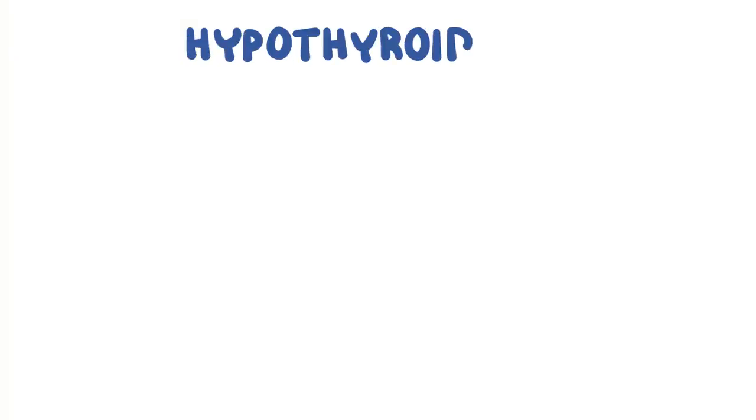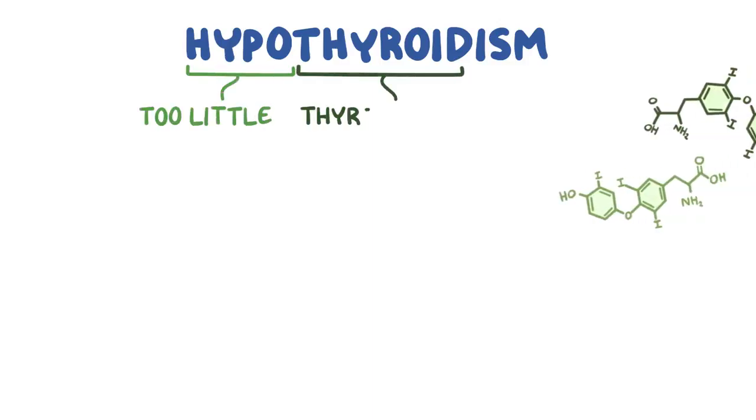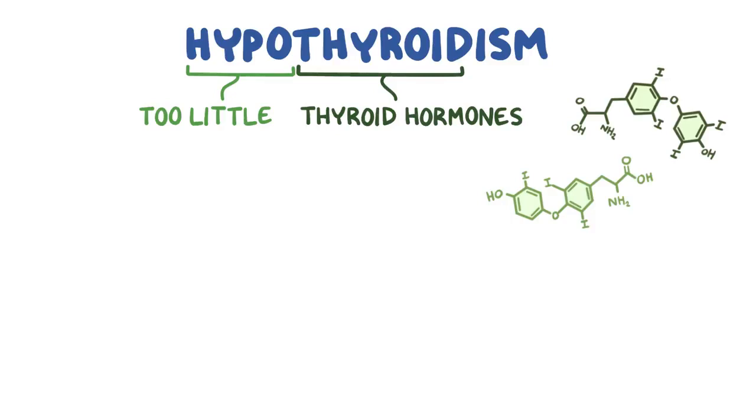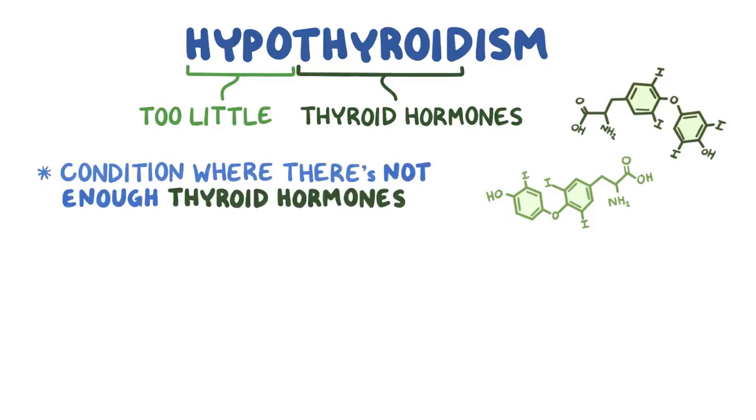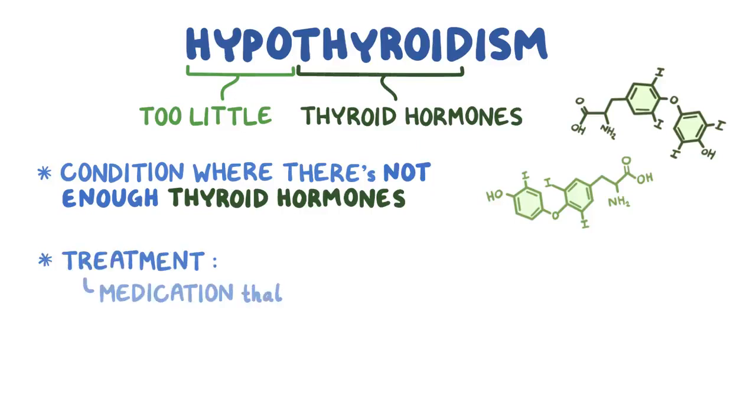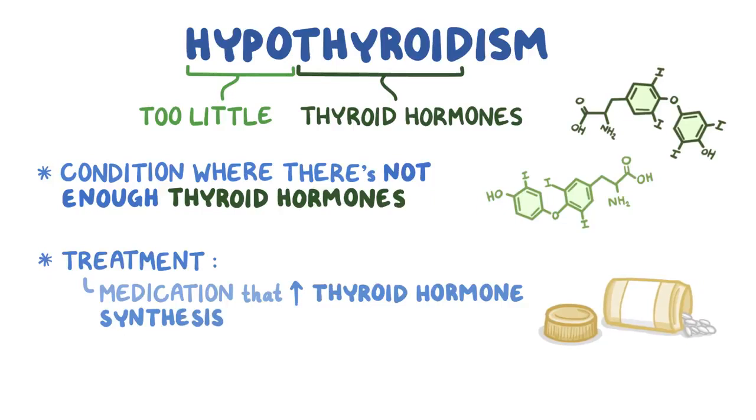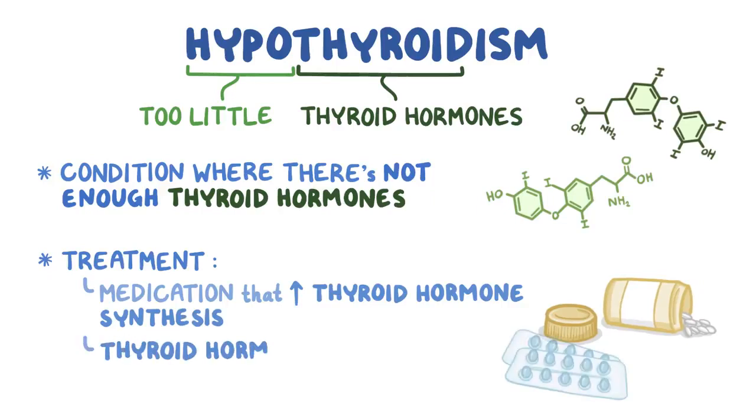In hypothyroidism, hypo refers to having too little, and thyroid refers to thyroid hormones. So, hypothyroidism means a condition where there's not enough thyroid hormones. Now, as treatment for hypothyroidism, we can use medications that boost thyroid hormone synthesis, or we can use thyroid hormone analogs as a replacement.